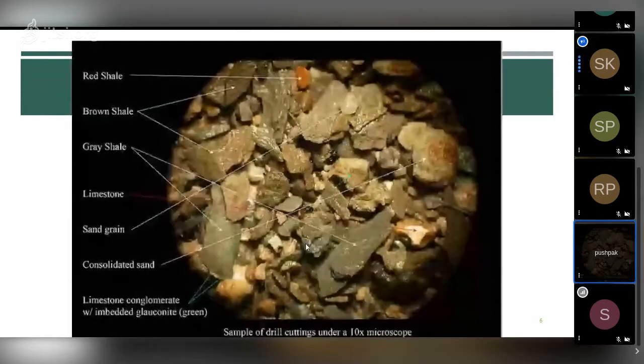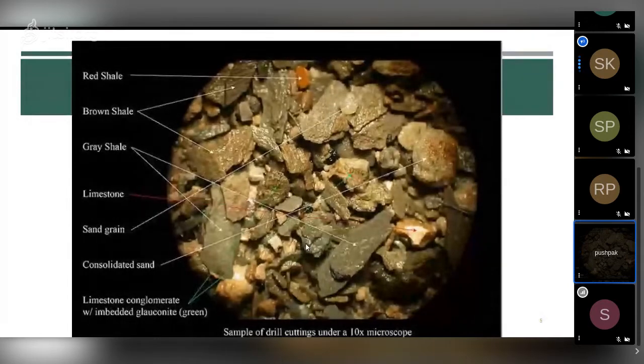Yes. Okay, this is a microscopic view, right? Yes. Okay, so basically, have you done the description about the samples? No, sir. Okay, fine. So when you are saying that it contains sand grains and then limestone, then brown shale, red shale, gray shale. Okay.